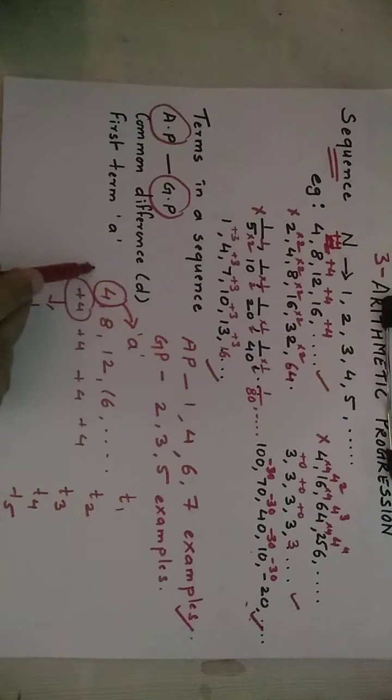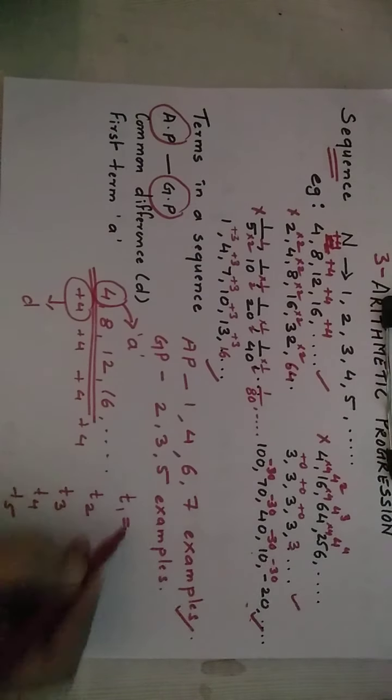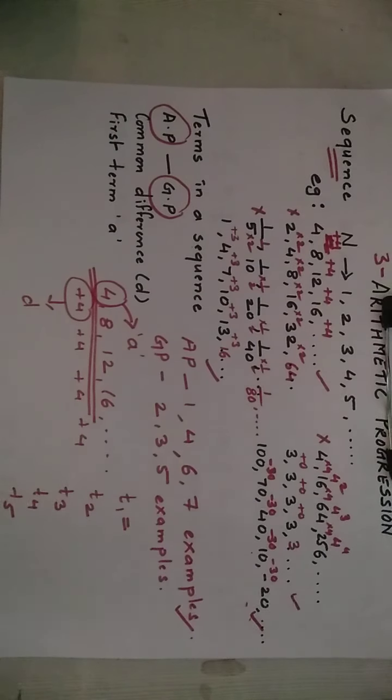So if you observe this arithmetic progression, can you write down what is T1? T1 will be 4. What will be T2? 8. The second term. What will be T3? 12. What will be T4? The fourth one will be 16. And similarly you can guess the 5th, 6th, 7th and other terms.